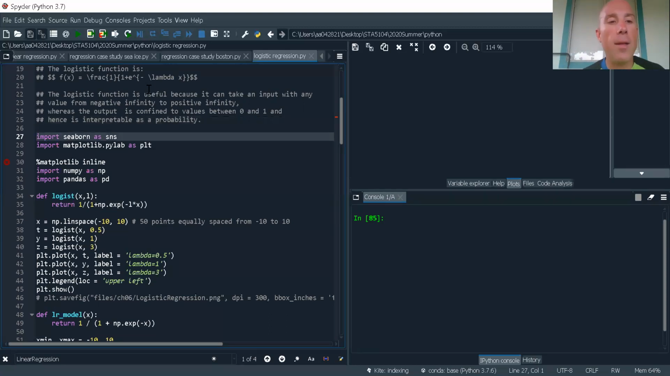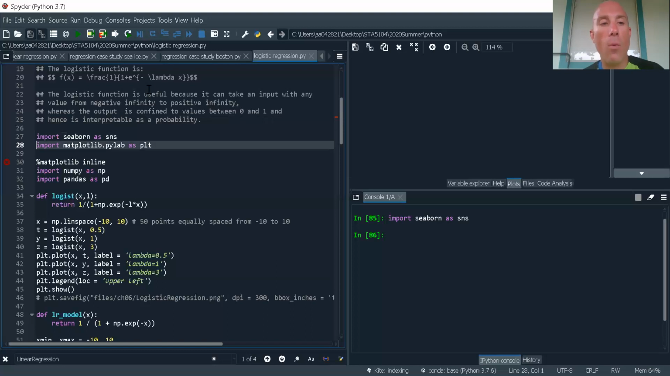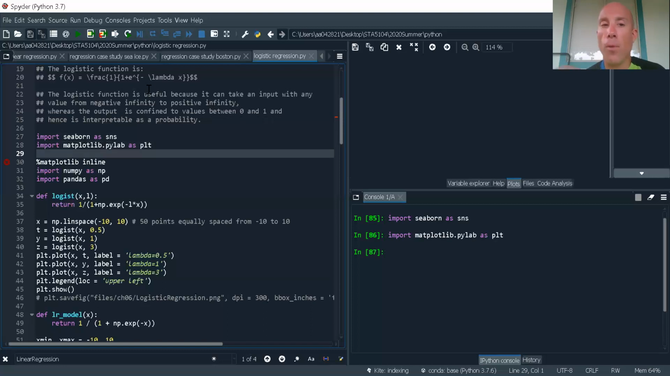Let's go ahead and get Seaborn in so that we can do some visualizations. Let's get matplotlib for the same reason.